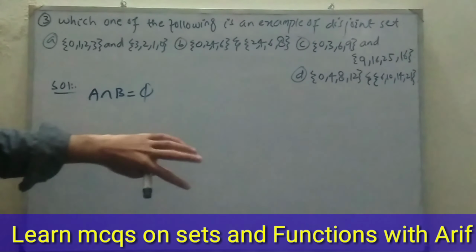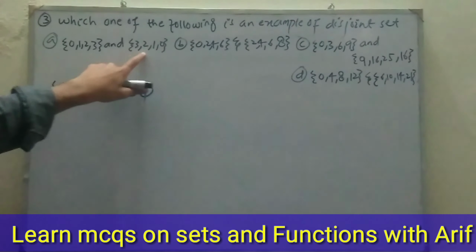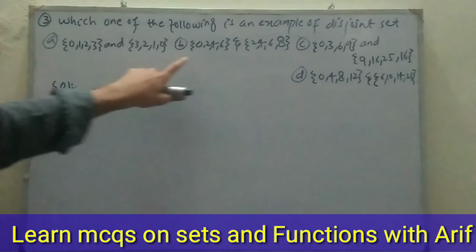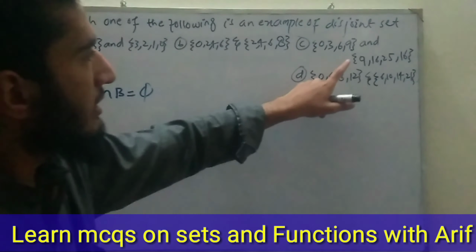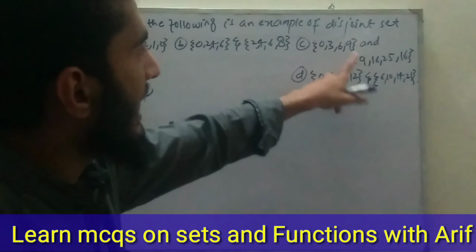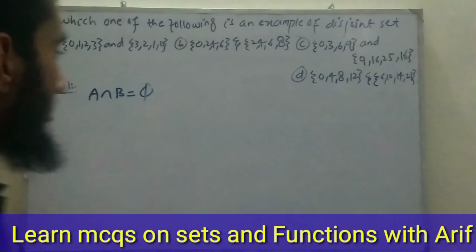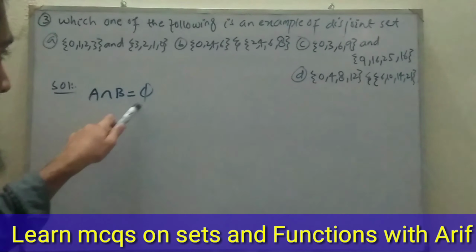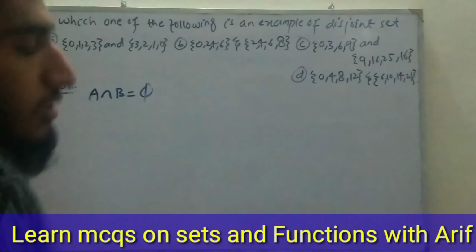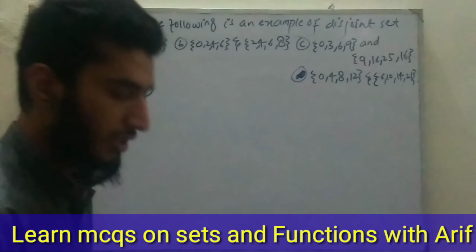If we apply the same property to the other sets, the intersection over here will be 2 because 2 is common; here the common elements are 2 and 4, so the intersection is {2, 4}; and here the common element is 9, so the intersection is 9. In option D, there is no common element, so it follows the definition of a disjoint set. So A intersection B will be an empty set for option D, which means option D shows a disjoint set. So the correct option is option D.